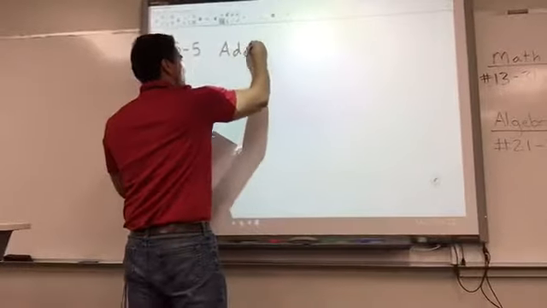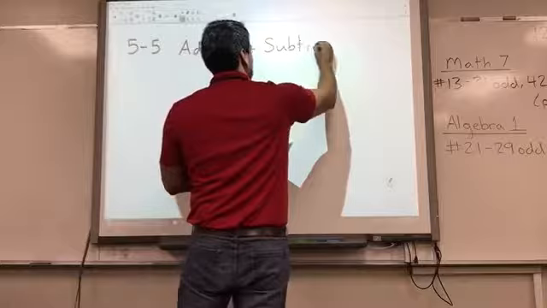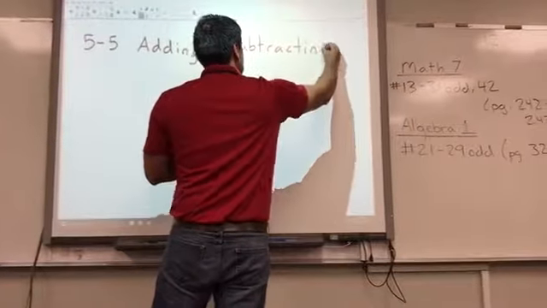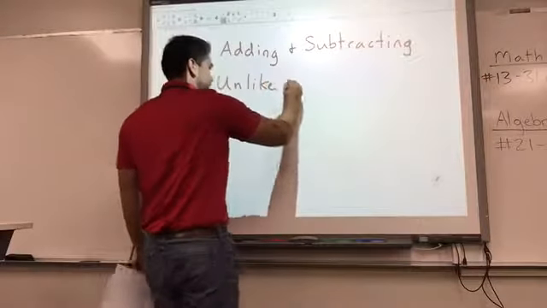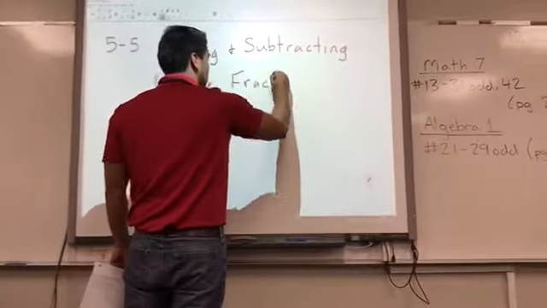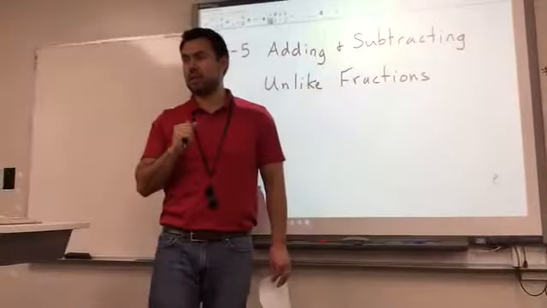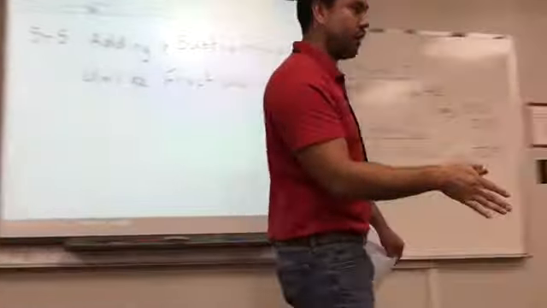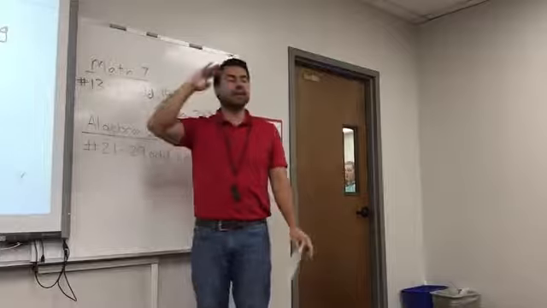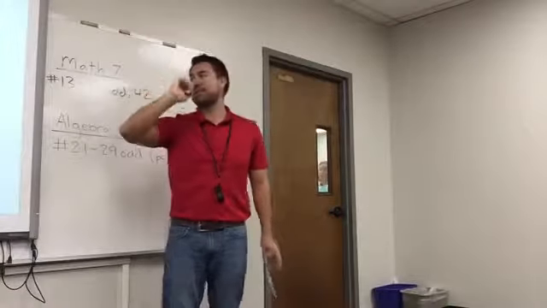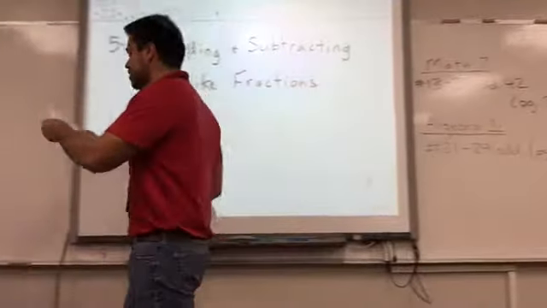5-5, adding and subtracting unlike fractions. And several of you already mentioned, and hopefully all of you know, unlike fractions are fractions that do not have the same denominator. And when you're adding or subtracting fractions, you have to have the same denominator. So when we get these problems, you cannot just simply add them like they are. You have to make them into like fractions. So we'll go over that process in just a moment.